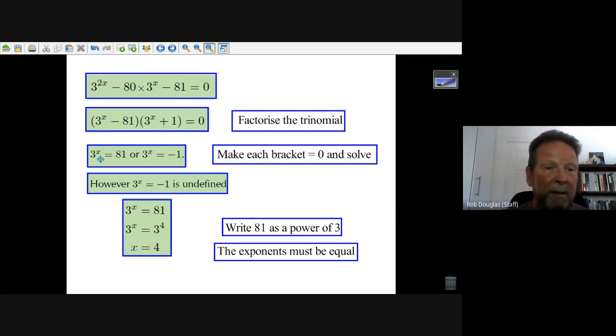You add 81. 3 to the x must equal 81. If 3 to the x was 81, then 3 to the x minus 81 would equal 0. And the same thing over here, 3 to the x plus 1 equals 0. We let it equal 0, so we subtract 1. So we have two things here. Well, 3 to the x, there is no power we can put on 3 to get a negative number. It just doesn't work, so it's undefined. The only one that works is 3 to the x is 81. 3 to the x is 3 to the 4th power. So x equals 4.